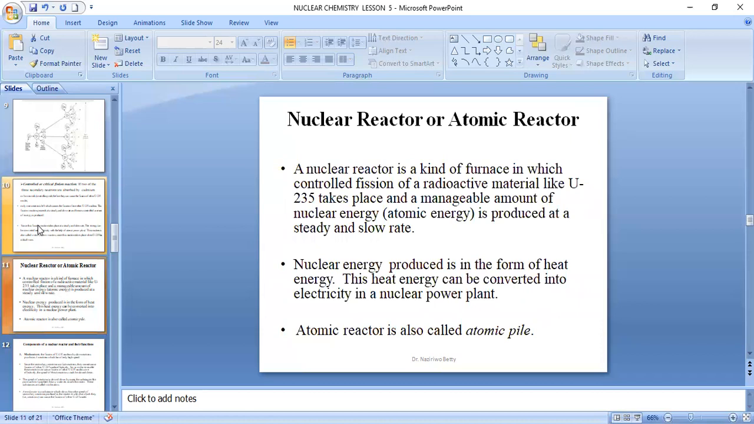Let us look at a nuclear reactor or atomic reactor. A nuclear reactor is a kind of furnace in which controlled fission of radioactive material like uranium-235 takes place, and a manageable amount of nuclear energy is produced at a steady and slow rate. Nuclear energy produced is in the form of heat energy, and this heat can be converted into electricity in a nuclear power plant.